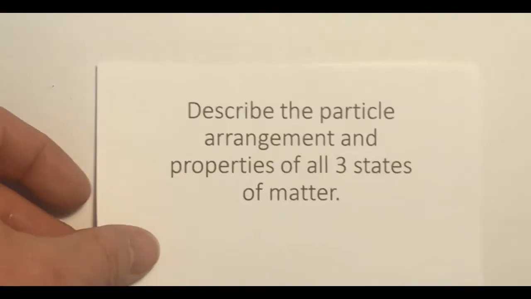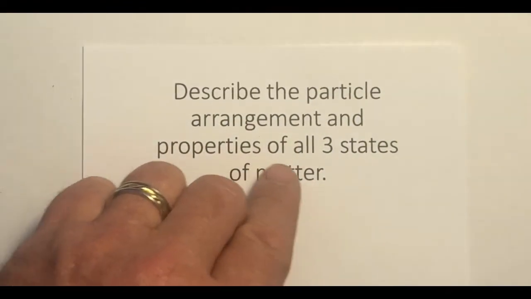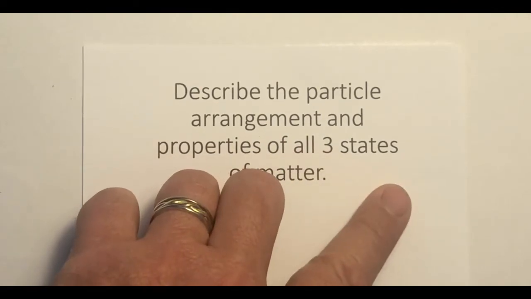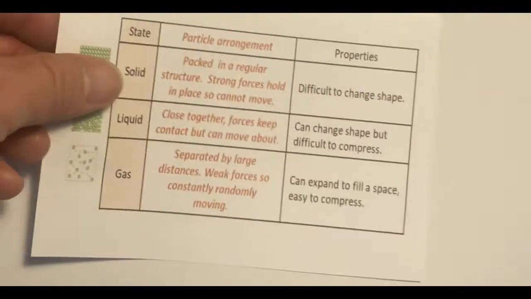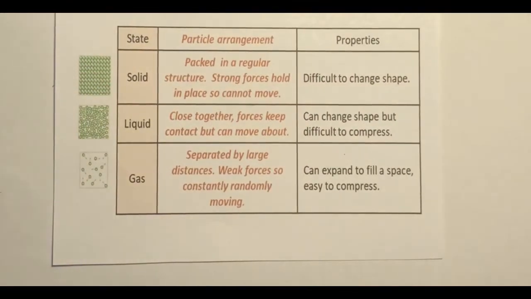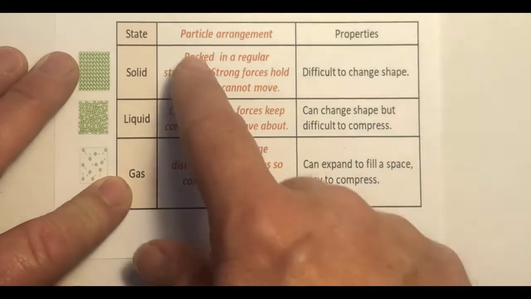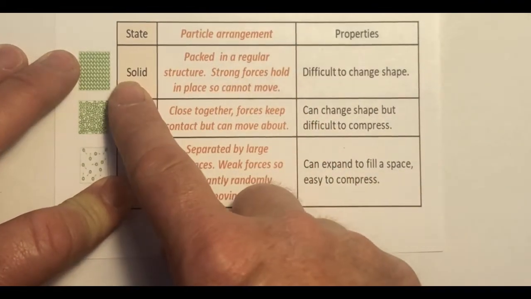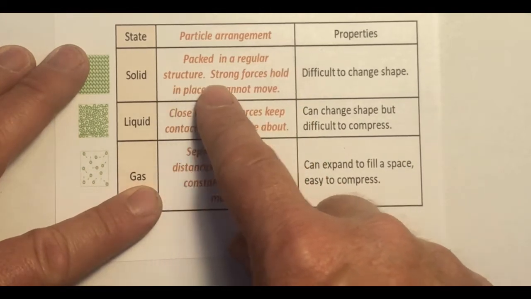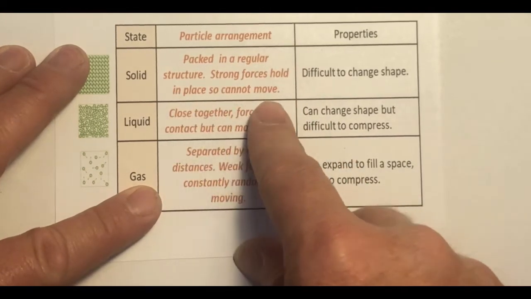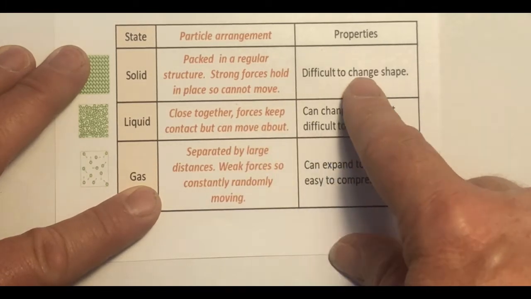Now, back to the question. The question is, describe the particle arrangement and properties of all three states of matter. This is the way that you answer it. The three states of matter are solid, liquid and gas. The particle arrangement in a solid is where they are packed in a regular structure, strong forces hold in place so they cannot move. And a property is the fact that they are difficult to change shape.